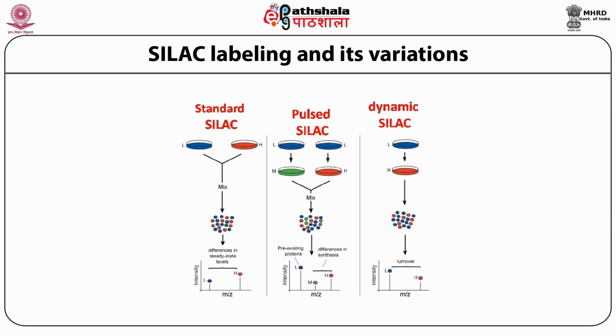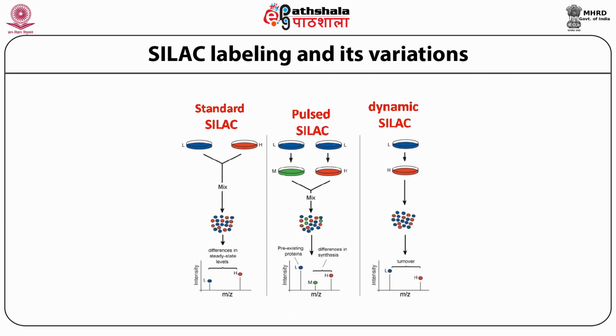Next, the p-CLAC, or the pulsed CLAC, is a variation of the CLAC method where labeled amino acids are added to growth medium for only a short period of time. This allows monitoring of the efficiencies in de novo protein production rather than the raw concentration. Finally, we have the dynamic CLAC.